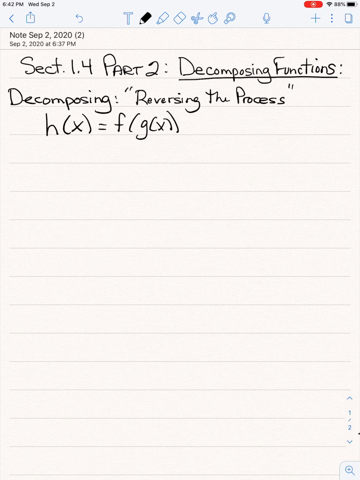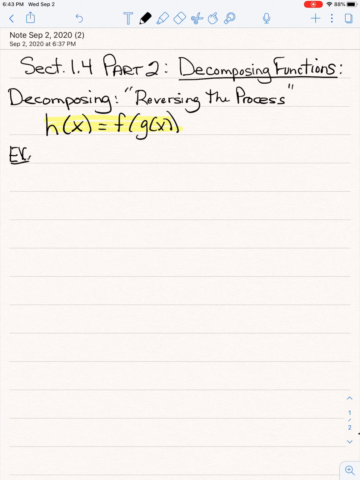So the name of this game, if you want to call it a game, a quick little highlight, is that we want to see what an h of x looks like and see if we can figure out where it came from. What are the two functions that were composed to get to the h of x? All right, let's do a couple of examples here.